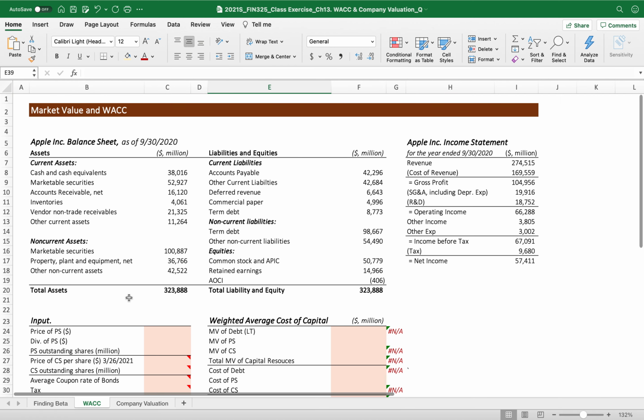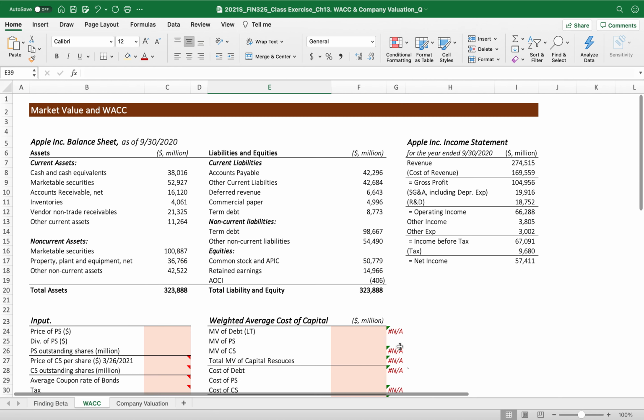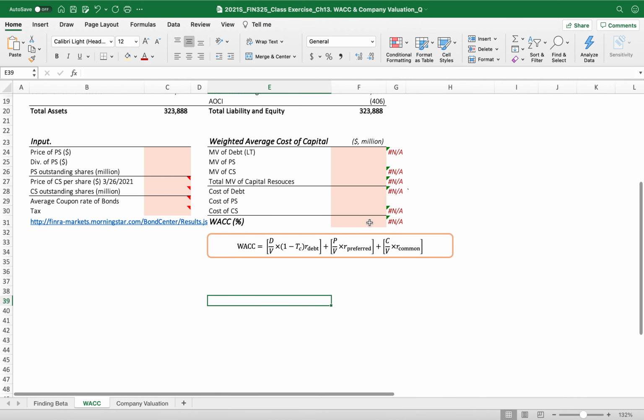Then let's continue with how to calculate the WACC based on the market value of each of the financing sources. Last time we calculated how to get the beta and then the CAPM, which is the required rate of return. So the WACC is calculated by the portion of the market value of the cost of debt, the market value of the preferred stock, out of the total market value of the common stock.